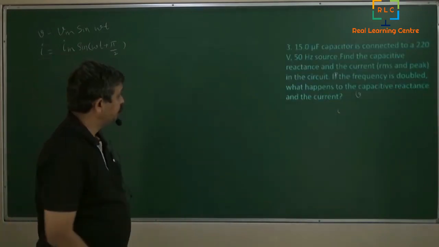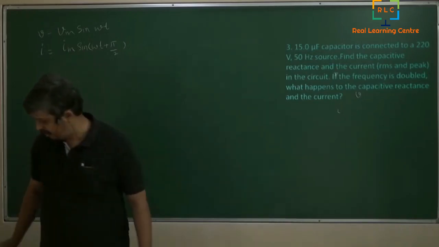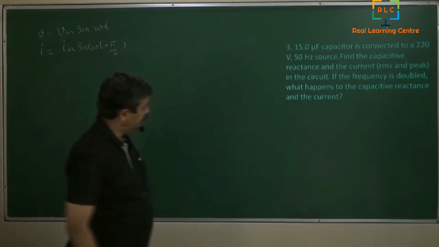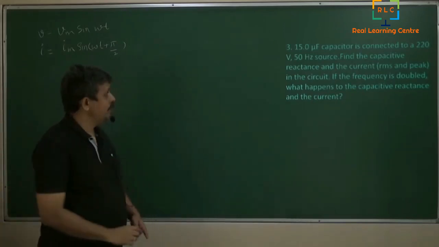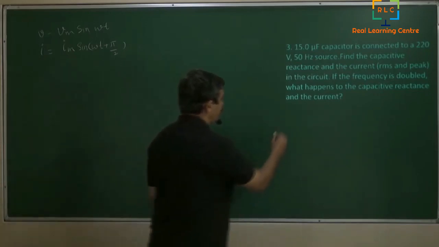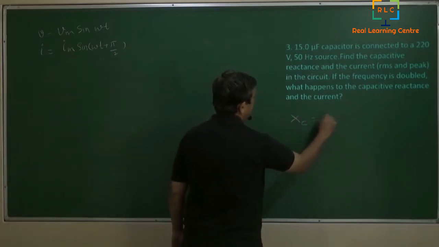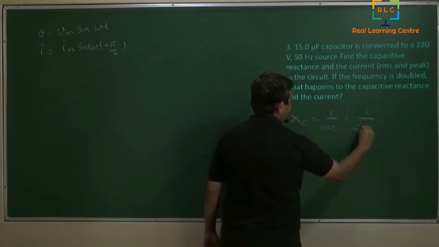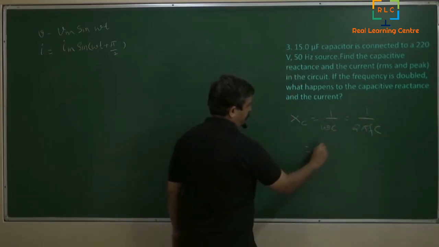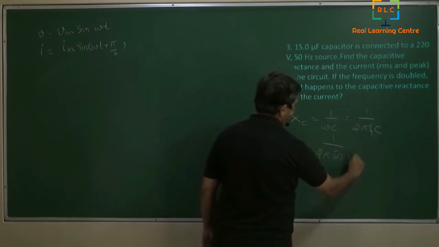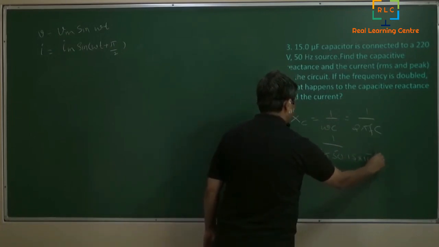So let's say there is a 150 microfarad capacitor connected to a 220 volts and 50 hertz source. Find the capacitive reactance. Very straightforward. Capacitive reactance Xc is equal to 1 by omega C, which is equal to 1 by 2 pi fC, which is nothing but 1 by 2 pi into 50 hertz, into C, which is 150 into 10 power minus 6.